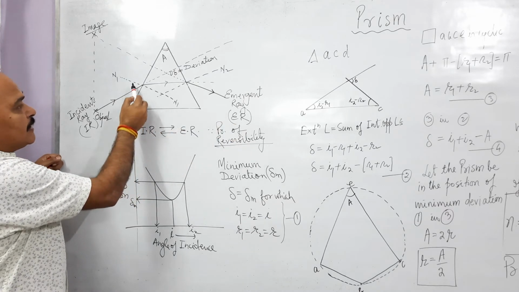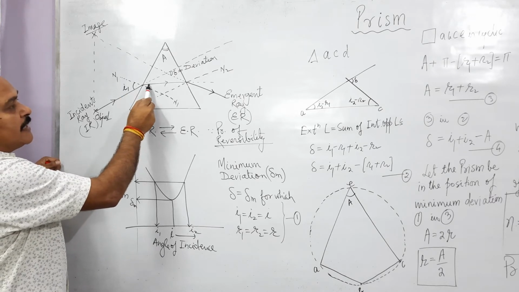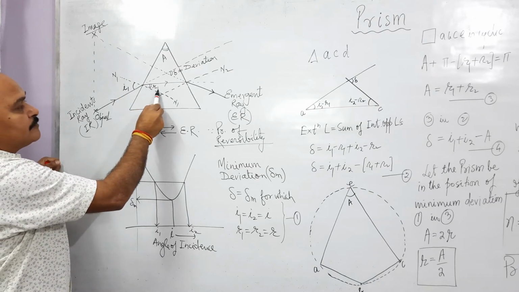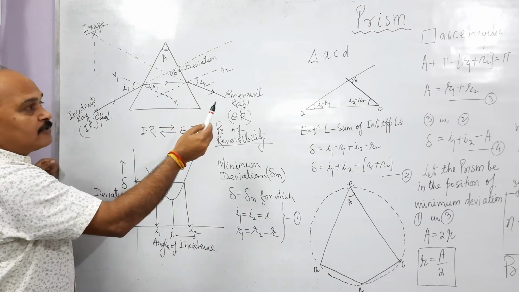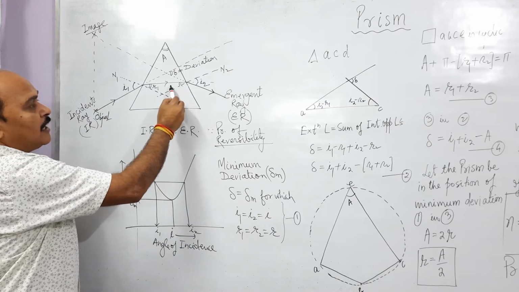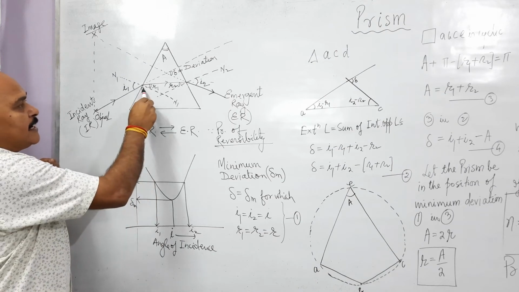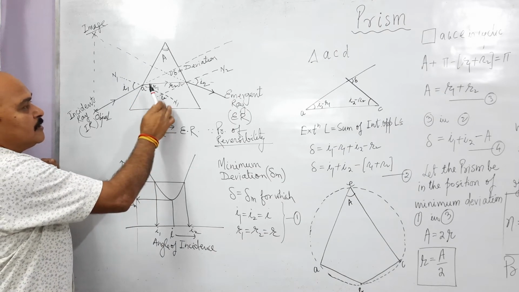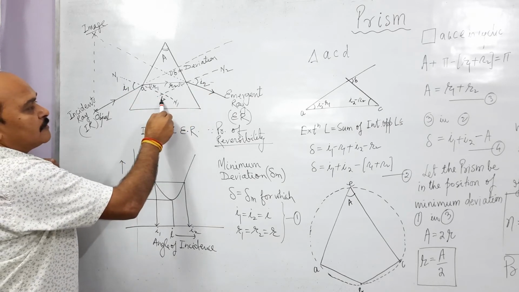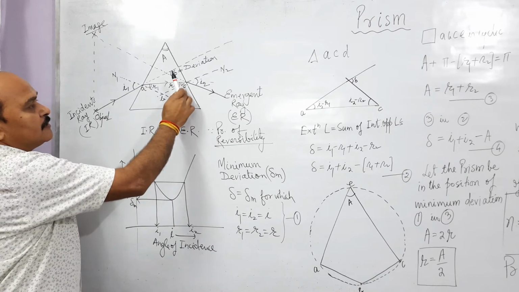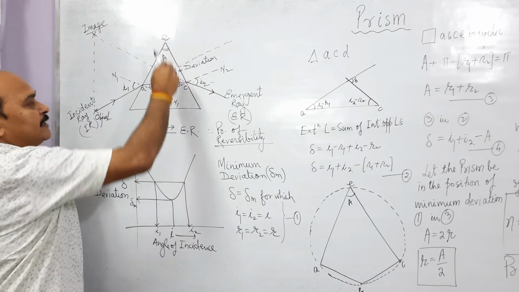Well, this is the incident ray. The angle it makes with the normal is the angle of incidence, I1. This is the angle of refraction R1. This is the angle of emergence I2, and this is the angle of refraction R2. Let us mark this point as A. This is point B. This point B is the point of intersection of the normals at these points. This is point C. This is point D, or say this point is E.